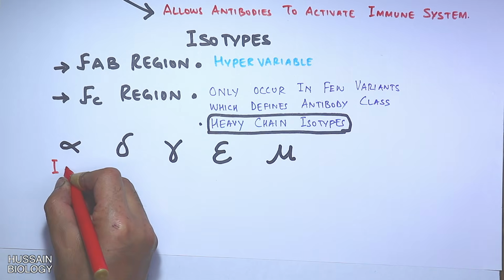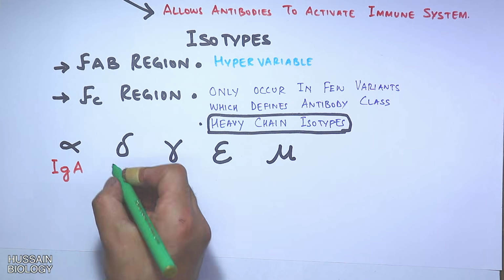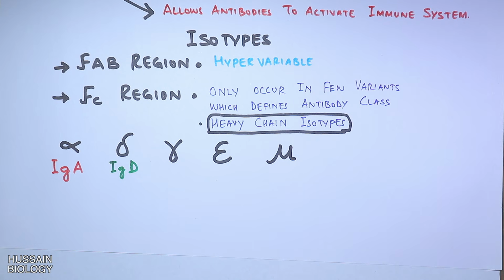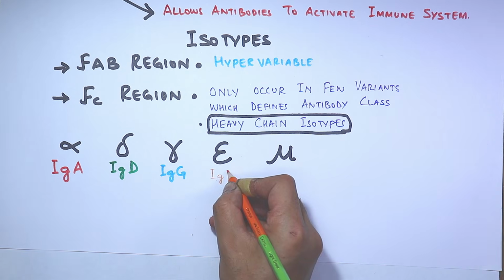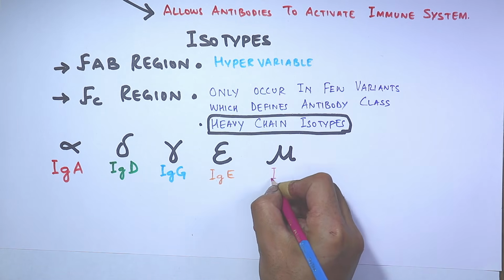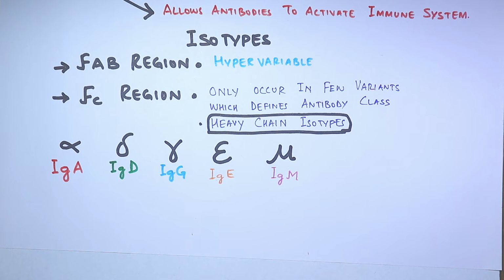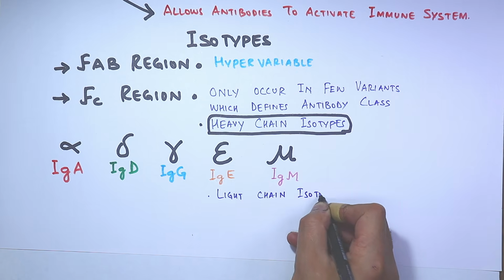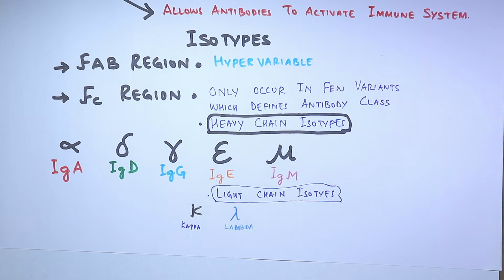The alpha isotype is the IgA antibody. The delta isotype is the IgD antibody. The gamma isotype is the IgG antibody. The epsilon isotype is the IgE antibody and the mu isotype is the IgM antibody. So these are the 5 classes of antibodies. We also have light chain isotypes, kappa and lambda. But these isotypes do not designate any other class of antibody, because antibodies are classified on the basis of heavy chain isotypes only. The structure and function of each antibody class will be discussed in the next video.